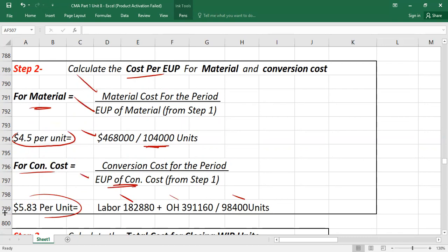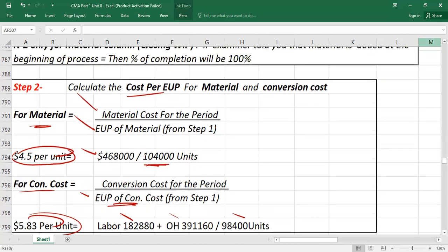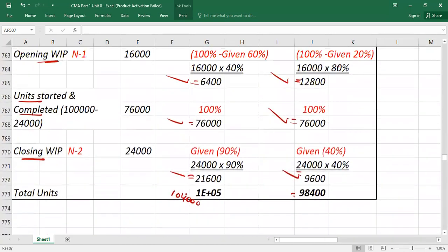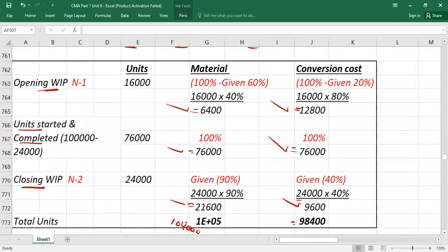How much? 5.83. Got it? Now you will calculate. Don't forget the values. For material, the value is 4.5. For conversion cost, the value is 5.83. So I'll go back to step number one because I want to calculate the cost of closing work in process. This is material. I'll take this value, closing work in process.